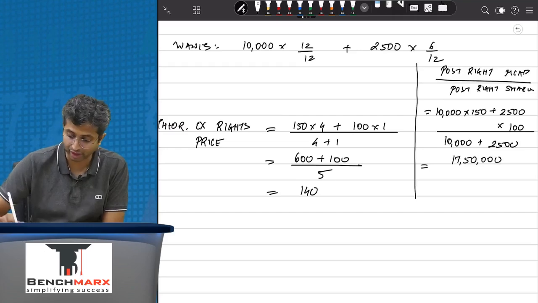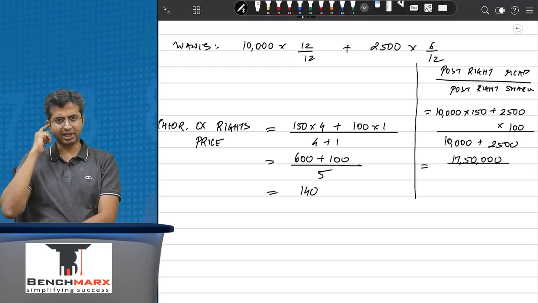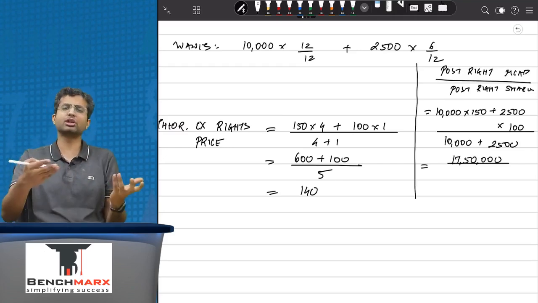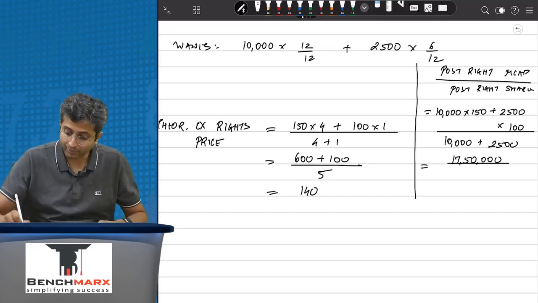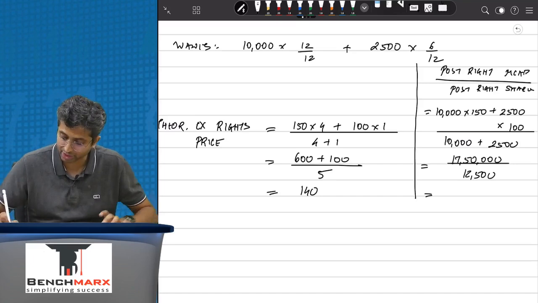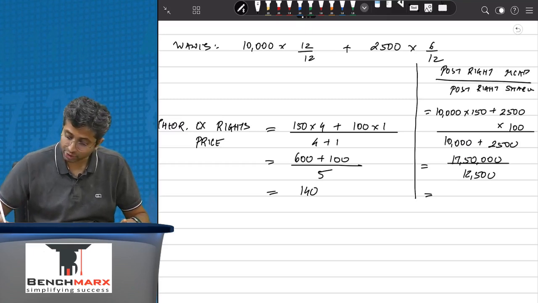Theoretically, if there is no other change, then if your overall business was worth 15 lakhs a day before, then after the day of rights it is still worth 15 lakhs plus another 2 lakh 50 that you have. But now that entire 17 lakh 50 has to be shared between 12,500 shareholders, and hence the value per share will be the same number, that is 140.